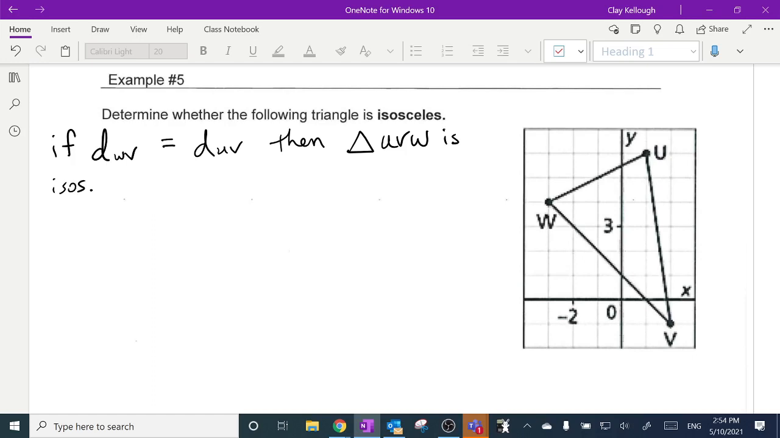What do you think? All right, let's see. Well, I guess to be able to do this, we're going to need coordinates. What's W's address? W is negative 3 over and 4 up. What's U's address? 1 over and 3, 4, 5, 6 up. And V lives on the wrong side of the tracks at 2 and negative 1.